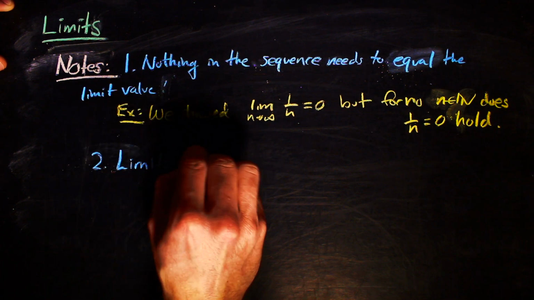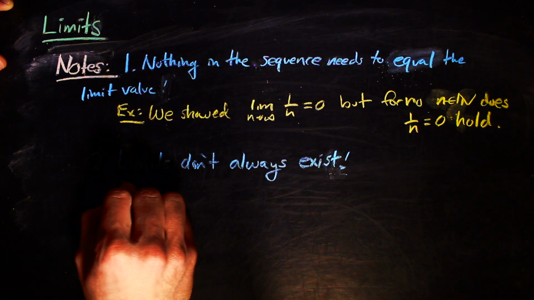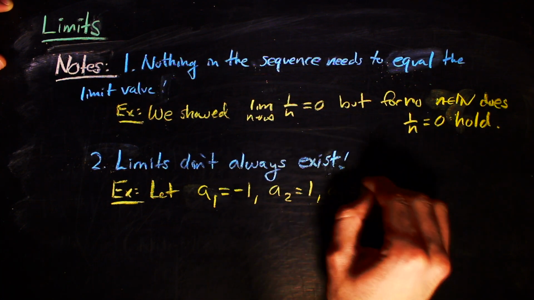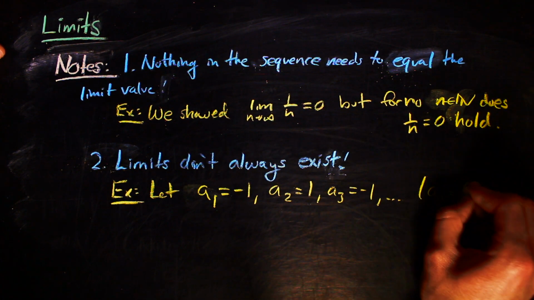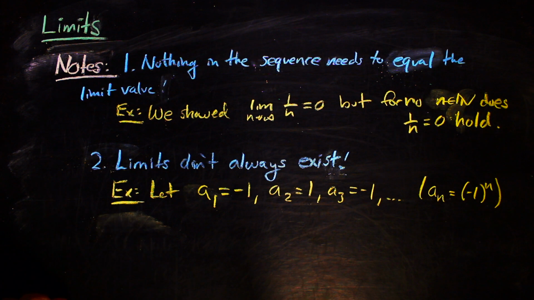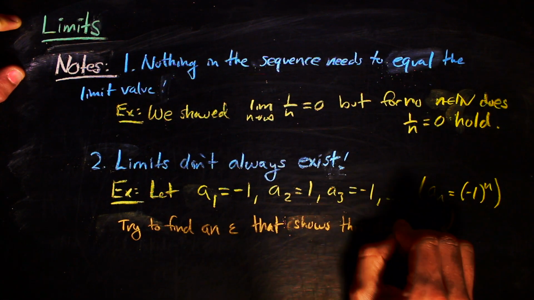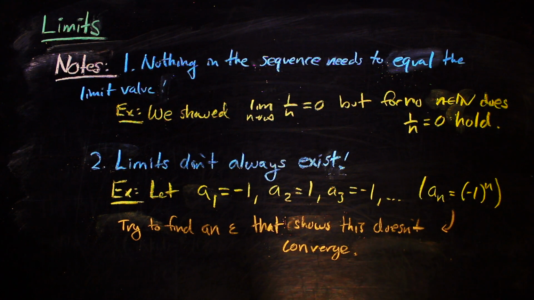Also, limits don't always exist. Think of the sequence 1, -1, 1, -1, and so forth. The sequence will oscillate between 1 and -1, but it doesn't get close to anything in the sense of the limit definition. If you want to be completely rigorous about it, find an epsilon for which there is no big N as described by the definition.